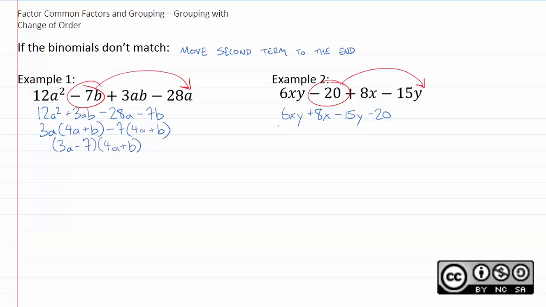Out of the first two terms, I can factor out a 2 because both of those numbers are divisible by 2. I can factor x out, and I'll get 3y plus 4. Out of these other two terms, I can factor out negative 5. I'll get 3y plus 4. Again, we have a matching set, so I can write this as 2x minus 5 and 3y plus 4. And that takes care of that.